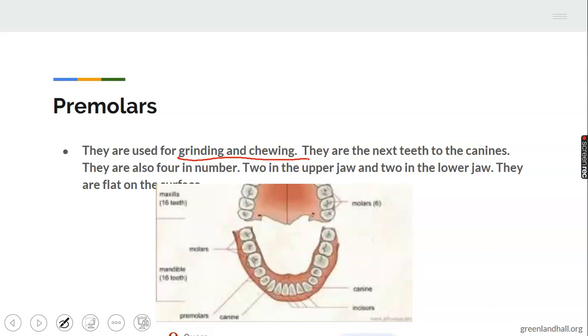And they are the next set to the canines. They are 4 in number. We have 2 on the right side, 2 on the left side. And they are flat on the surface. They are flat. It enables the food to sit on them so that they can chew. So they are for grinding and chewing.